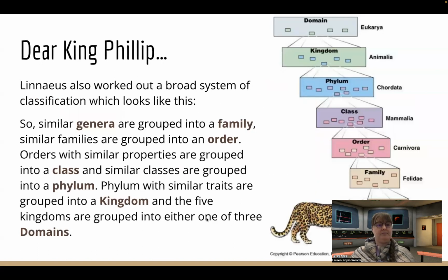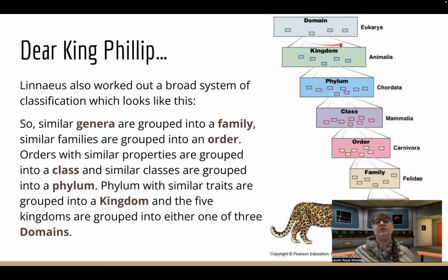Anyway, so Linnaeus worked out a broad system of classification, which basically looks like this. We go from the biggest non-specific all the way down to the very specific at the bottom here. So similar genera are grouped into a family, similar families are grouped into an order, orders with similar properties are grouped into a class, similar classes are grouped into a phylum, and phyla with similar traits are grouped into a kingdom, and then the five kingdoms are grouped into one of three domains.